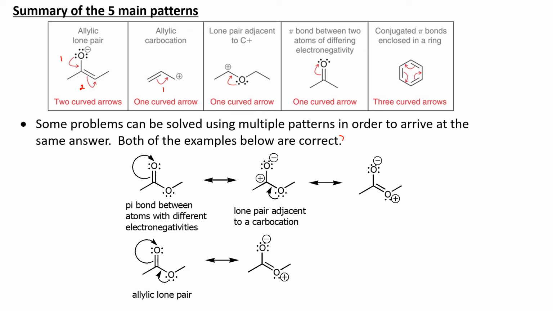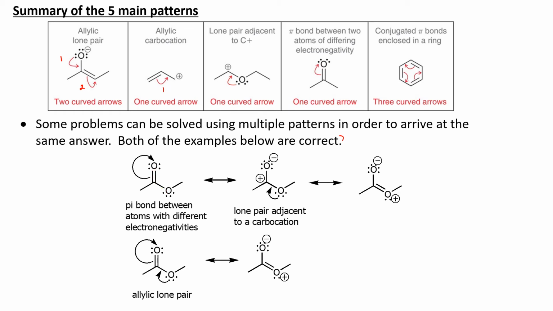So, some problems can be solved using multiple patterns in order to arrive at the same answer. So both examples below are correct. Let's take a look. So let's try to identify a pattern. So the first pattern you might have seen, we have an allylic lone pair. You have a lone pair of electrons that are allylic to a positive charge.